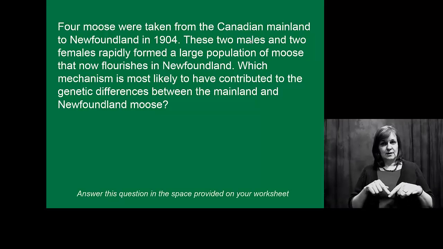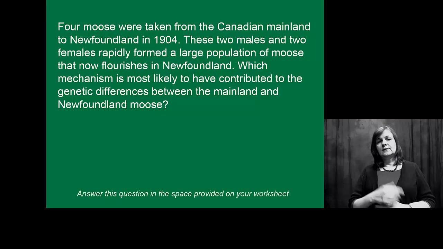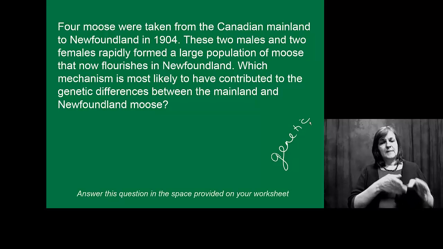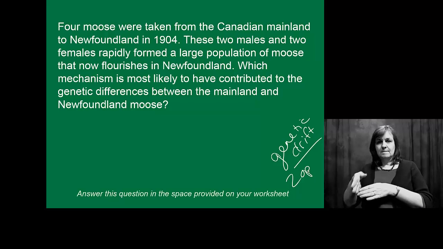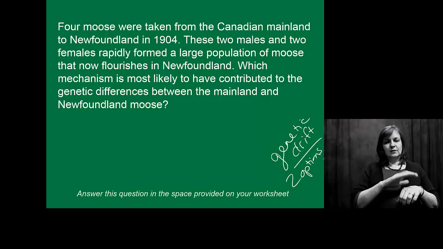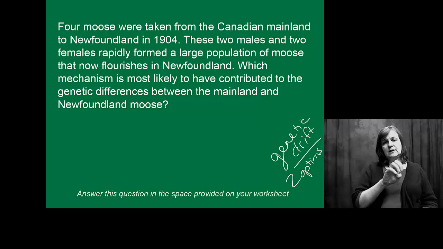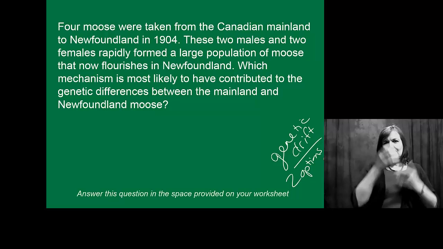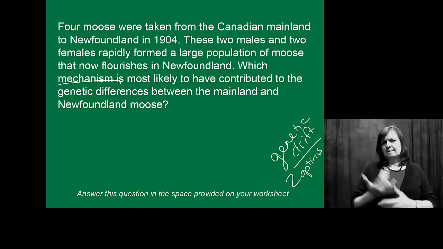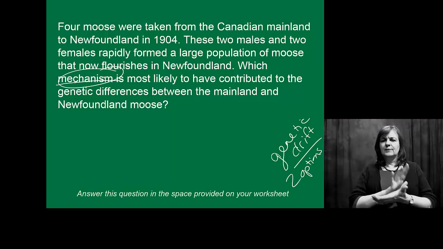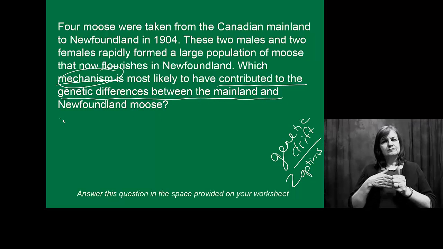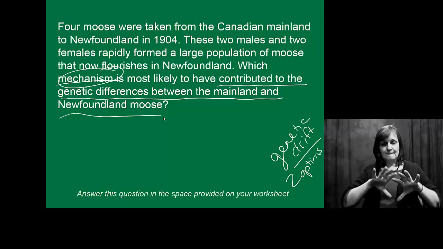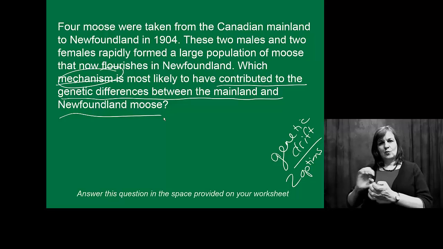One other thing we can think about with natural selection is genetic drift, and we've talked genetic drift. Genetic drift had two options that we discussed. Read this question and tell me what mechanism could have contributed to genetic differences between mainland and Newfoundland moose. Right on your worksheet.